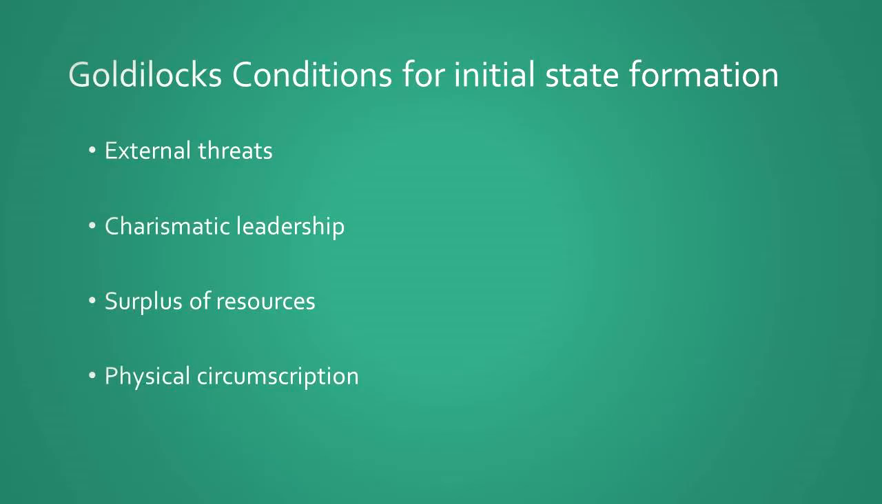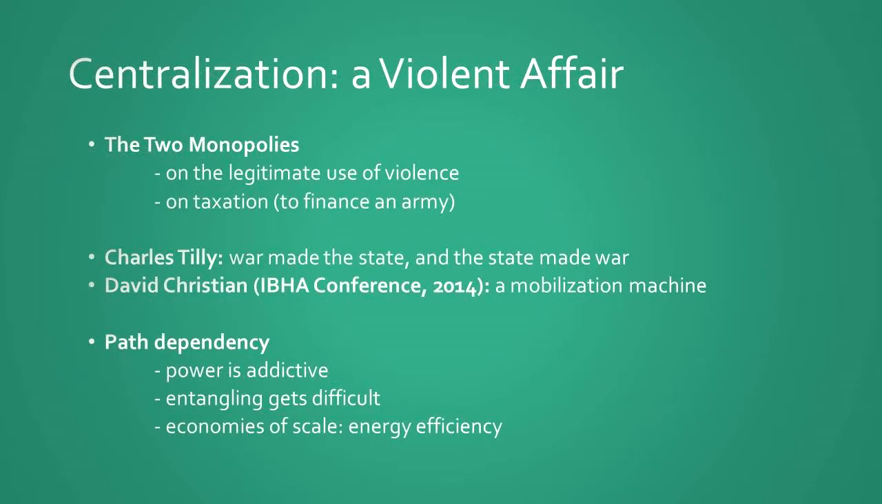Okay, what is very important to notice here is that generally this process of centralization is a violent affair. And that goes for almost every state in the world. It came about in quite a violent way. We already see that when we look at the two monopolies. The two traditional monopolies for the state are a monopoly on the legitimate use of violence. So I as a state can use violence, but you cannot. And the monopoly on taxation. And that is initially meant to finance an army.